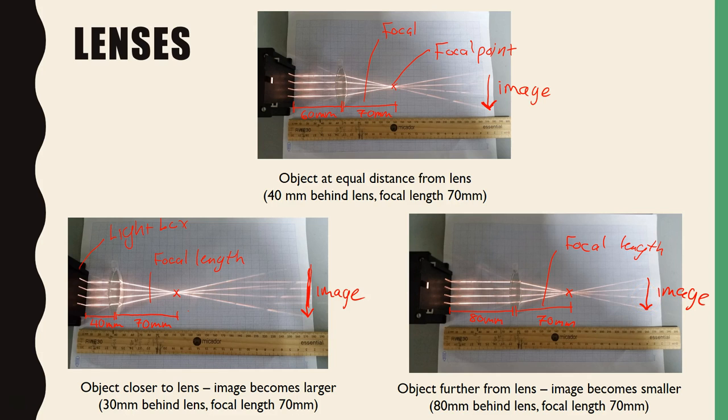So the key results are the focal length will remain the same as you change the distance between the object and the lens, and the image will get larger as you move the lens closer, and it will get smaller as you move over here, as you move the lens further away.